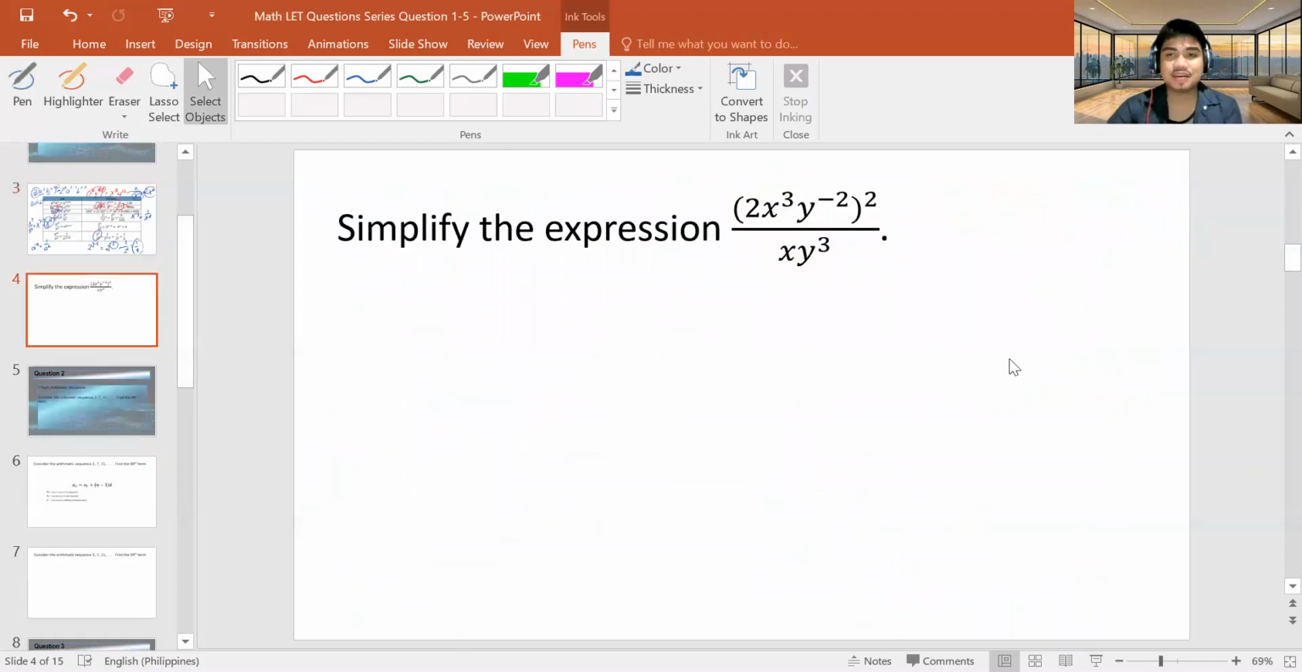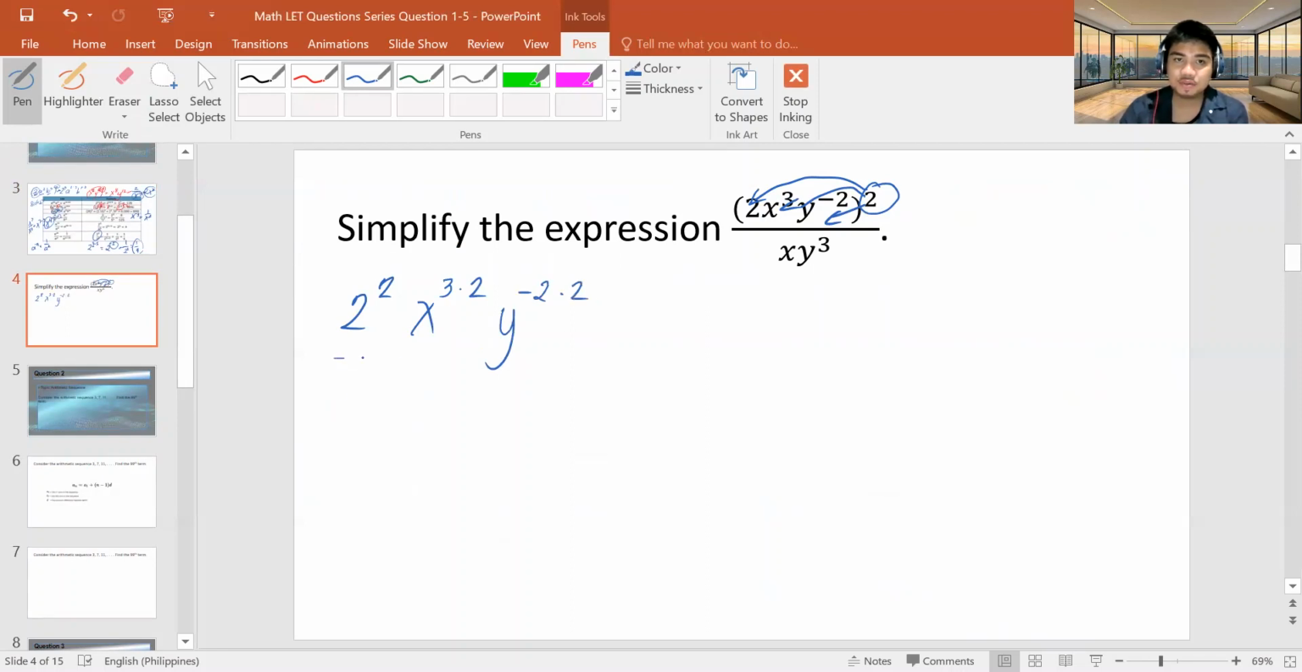So, proceed na tayo dun sa ating problem. So, we have here, ito. So, ang una natin gagawin is that yung ating nasa loob ng parenthesis ang unang gagalawin. So, itong 2 dito sa labas, i-distribute natin sa lahat ng factors sa loob. So, yan. So, magiging 2 raised to 2, x raised to 3 times 2, then y raised to negative 2 times 2, all over x, y, 3.